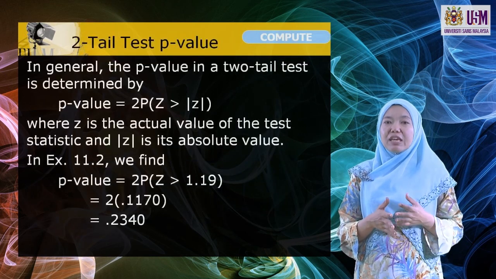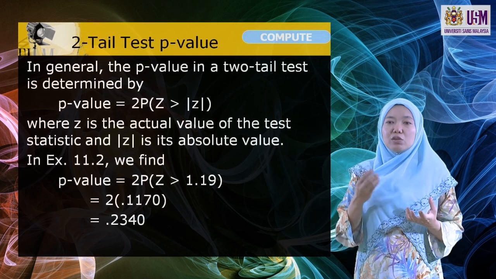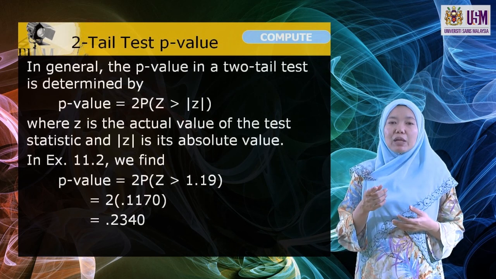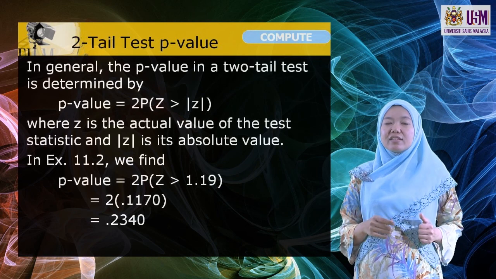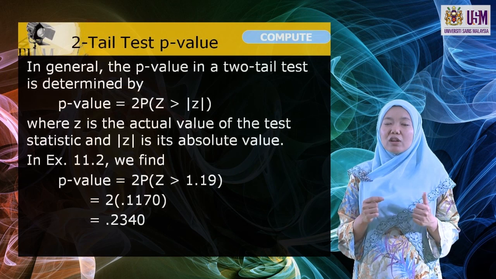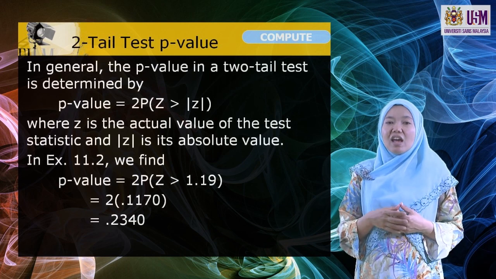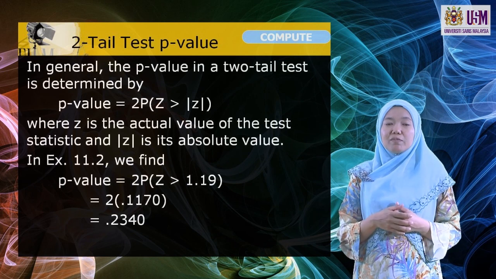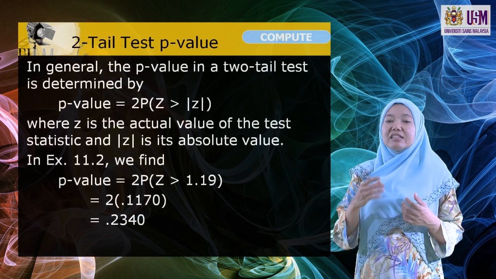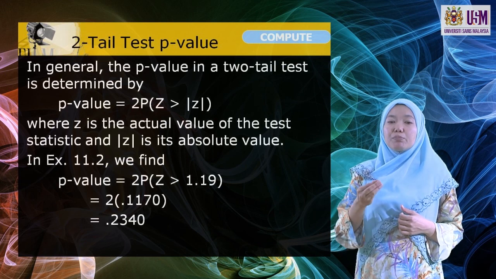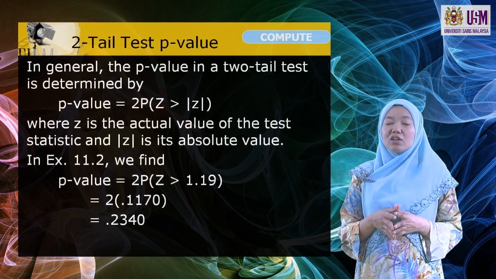Using the second approach, the p-value approach, in this example for two-tail hypothesis testing, in general, the p-value in a two-tail test is determined by 2 multiplied by the probability of Z greater than modulus Z. Modulus Z means you ignore the negative sign. Small z is the actual value of the test statistic, and modulus Z is the absolute value. So in example 11.2, the p-value equals 2 multiplied by the probability of Z greater than 1.19. So 2 multiplied by 0.1170, you get the probability of 0.2340. So this is not significant.